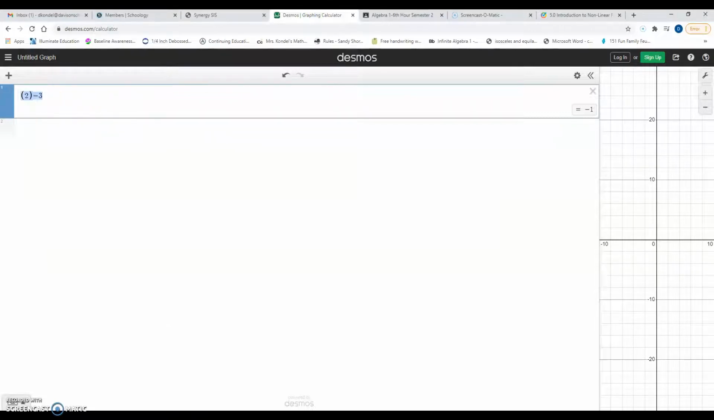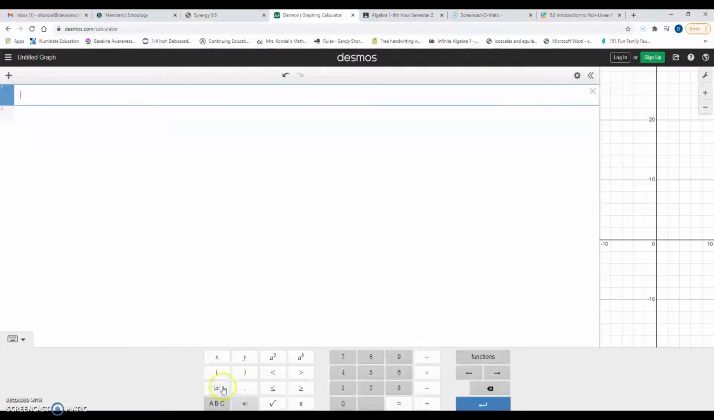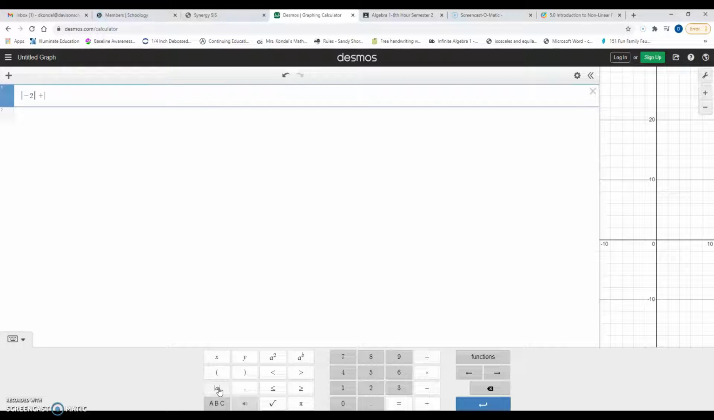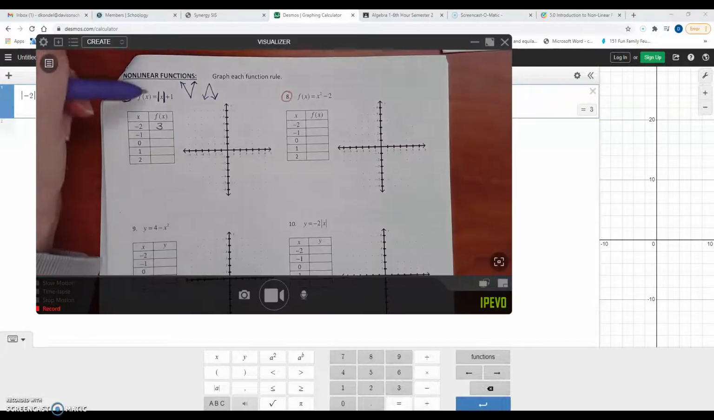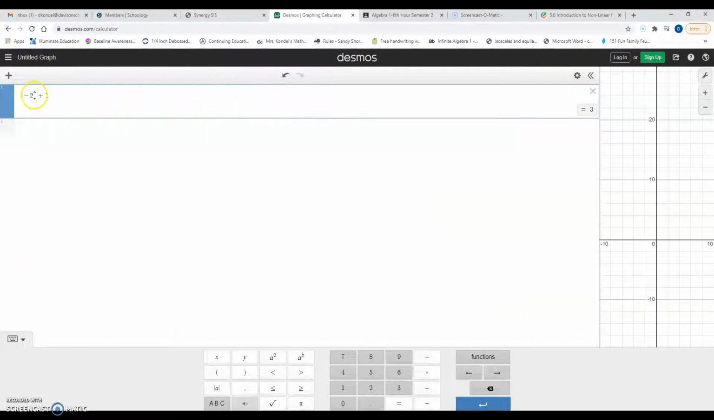So here's Desmos. Now my equation said absolute value of x. Down here, the keyboard, see this little absolute value? Click it. And I'm plugging in a -2. Now get out of the absolute value bars, plus 1. And if you look over here, it says that it's 3. So I'm going to put a 3 into my table. Now I'm going to plug in a -1. So instead of -2, I have -1. And that gives me a 2.